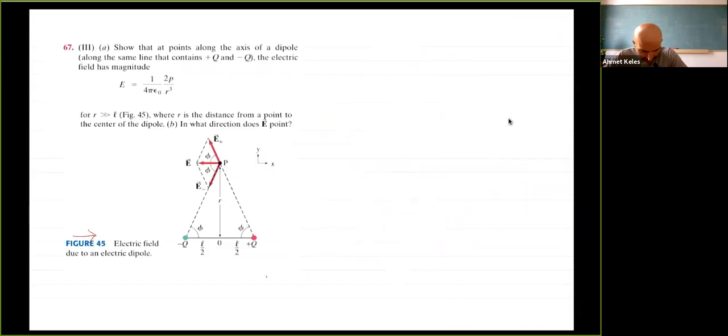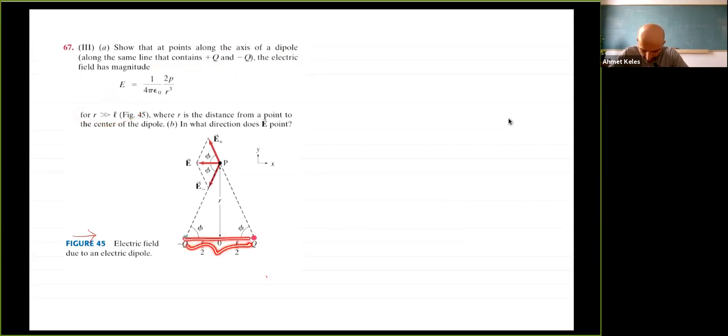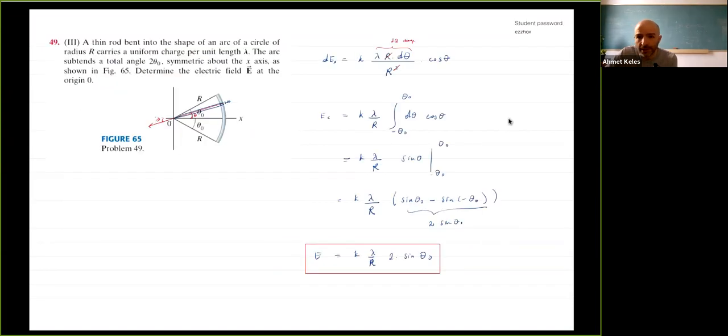Show that at points along the axis of a dipole, along the same line that contains plus q and minus q, along this line, electric field has a magnitude like this. For R much bigger than L, okay? This is L. And if you are at a position where R, like this is R, show that electric field reduces to this. And the question is, in what direction does E point? If the point isn't at the origin.